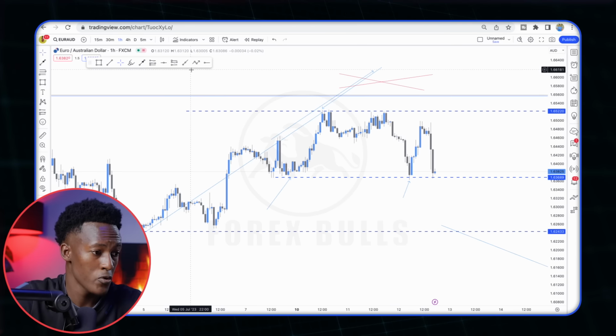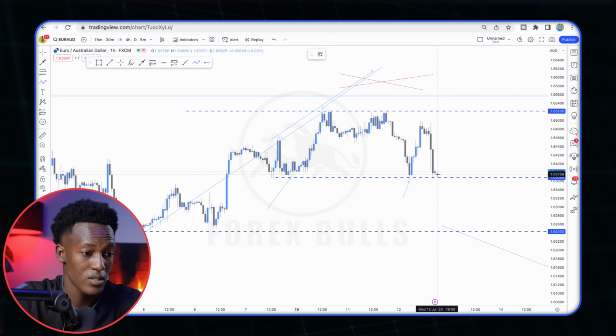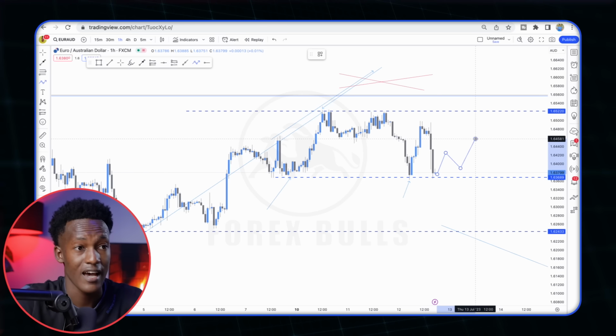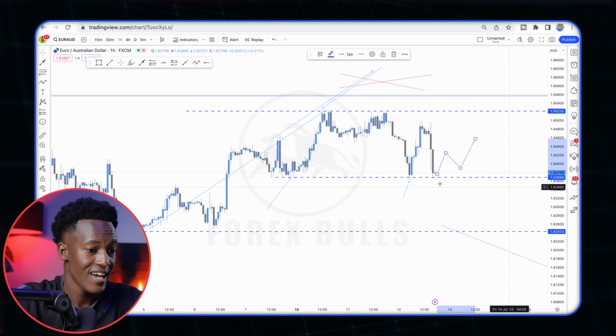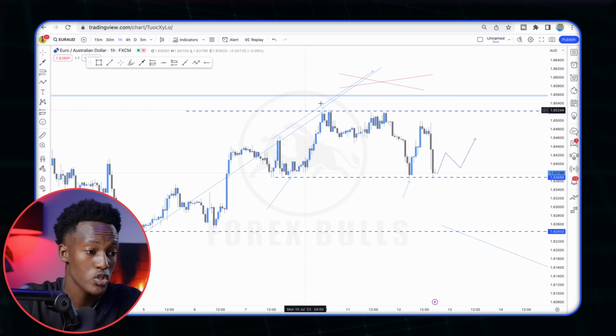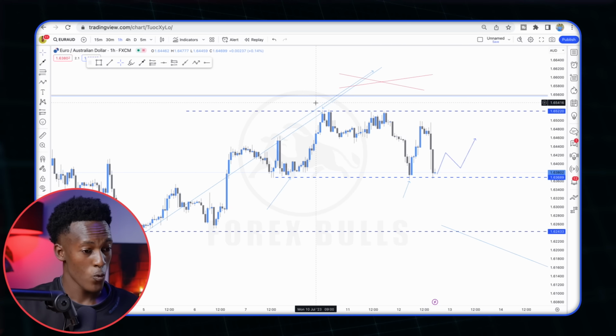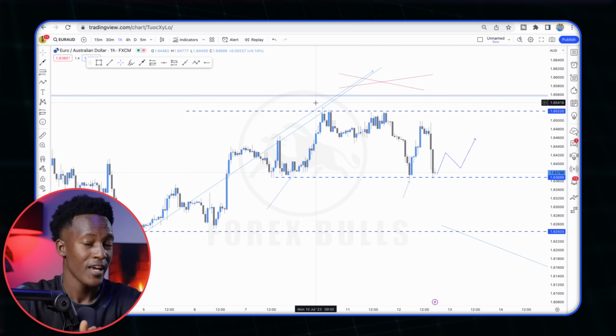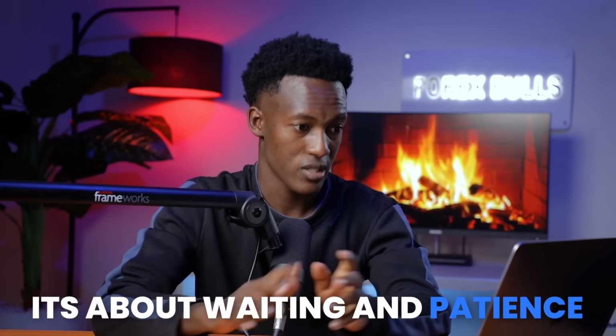So guess what? We could expect the price to bounce off again, because remember, once it happens once or twice, it could actually happen another time. Again, on the other side, remember we were seeing some reaction. So we are not going to conclude that it's time to take a buy or sell. No, it's about waiting and patience. So let's go back and see what's happening now.